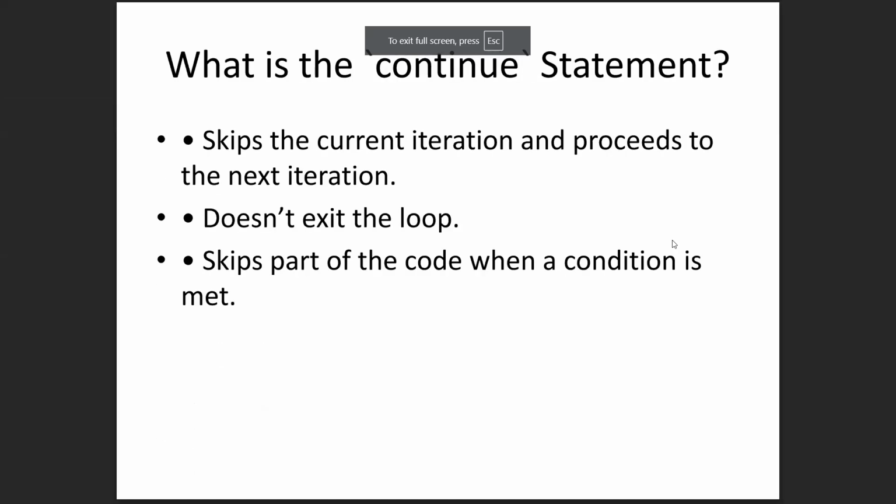Next one is the continue statement. What does this continue statement mean? It skips the current iteration. It proceeds to the next iteration. What will this continue statement do? It will skip that current iteration. So whatever iteration we are doing currently, it will skip it. After skipping the current iteration, it will go to the next code and print that.